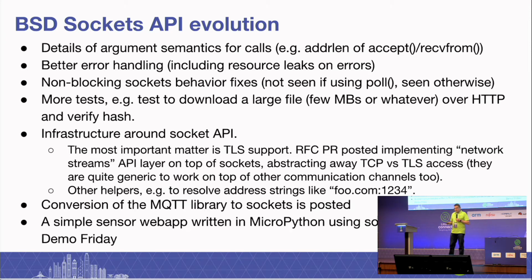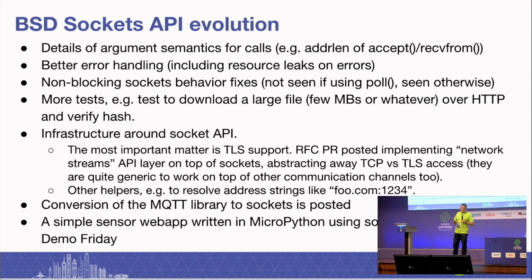Non-blocking sockets are a more or less complex area. There are many different ways to use them, and initially only one simple way was implemented, and people started to leverage it and find issues. So some fixes were merged recently. We need more tests for networking in general and the sockets API in particular, and recently a test sample application was merged which downloads big files, a few or 10 megabytes, over HTTP, and checks that everything is correct and the load is correct.